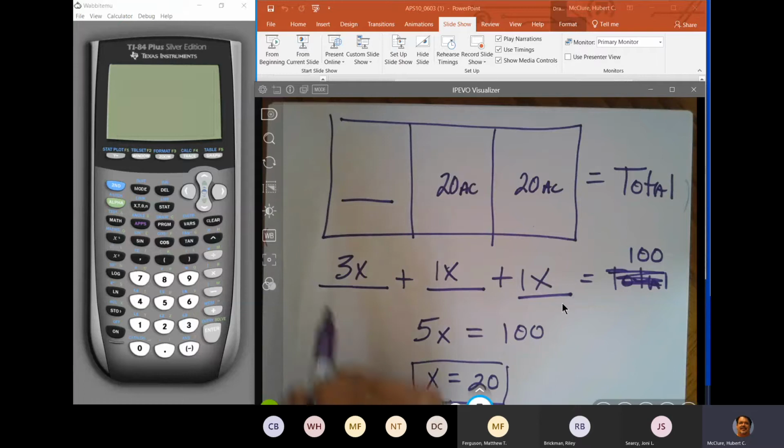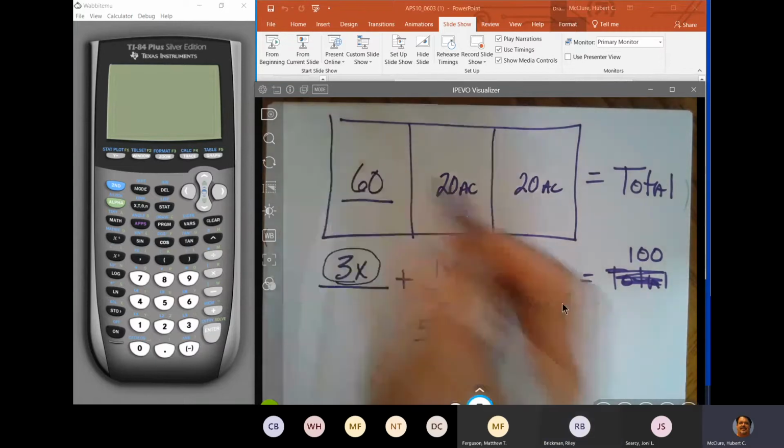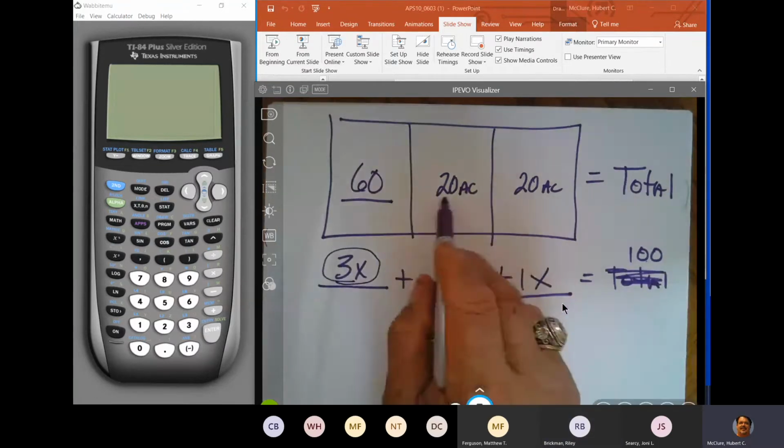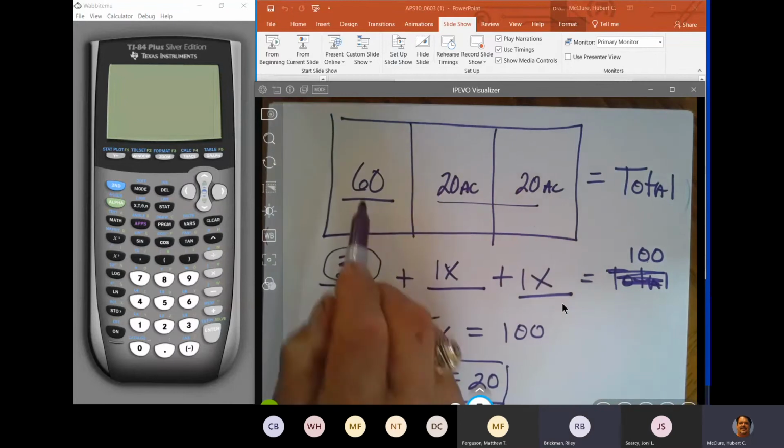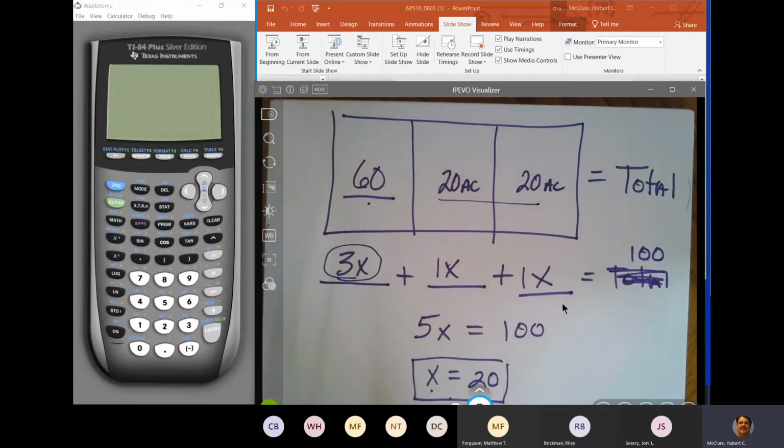Well, what does this say? 3 times what? Oh, 3 times X, so 3 times 20. So what's 3 times 20? 60. Or you could say, what's 100 minus 40? 60. Either one. See it? Good.